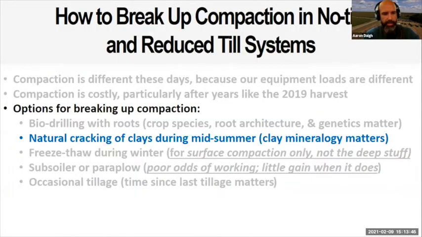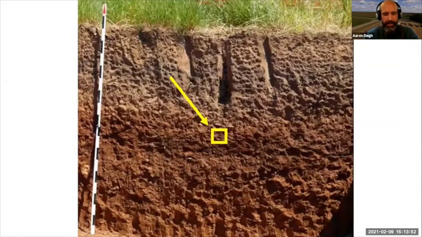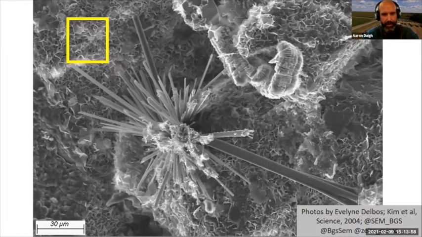The other option out there is natural cracking, particularly during the midsummer. And this is where the clay mineralogy starts mattering. So just a few images here real quick. If we just take a soil and we zoom in to like a square inch, this is probably what you'd see underneath the electron microscope.